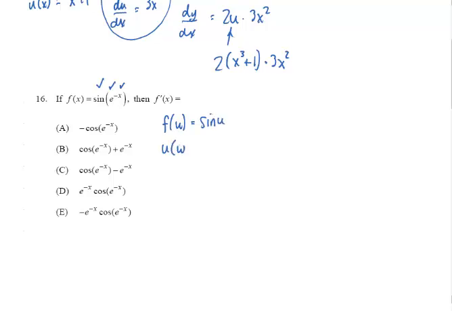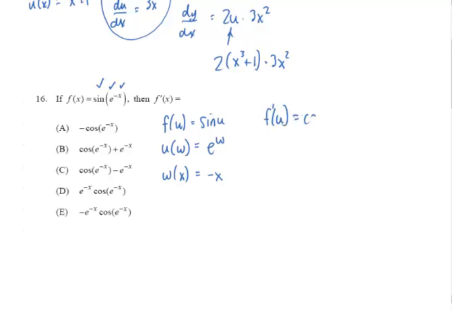u as a function of w, since I need another inner function, is equal to e to the w. And w as a function of x is equal to negative x. Some people like to use this thing called the onion rule, where they work from the outside to the inside, but sometimes they forget a layer. So this is why writing out the layers is really good.